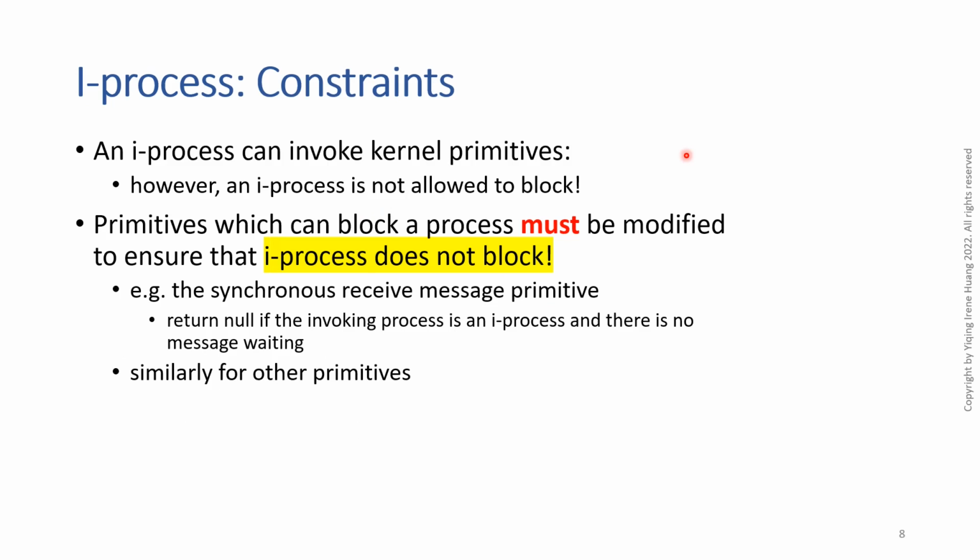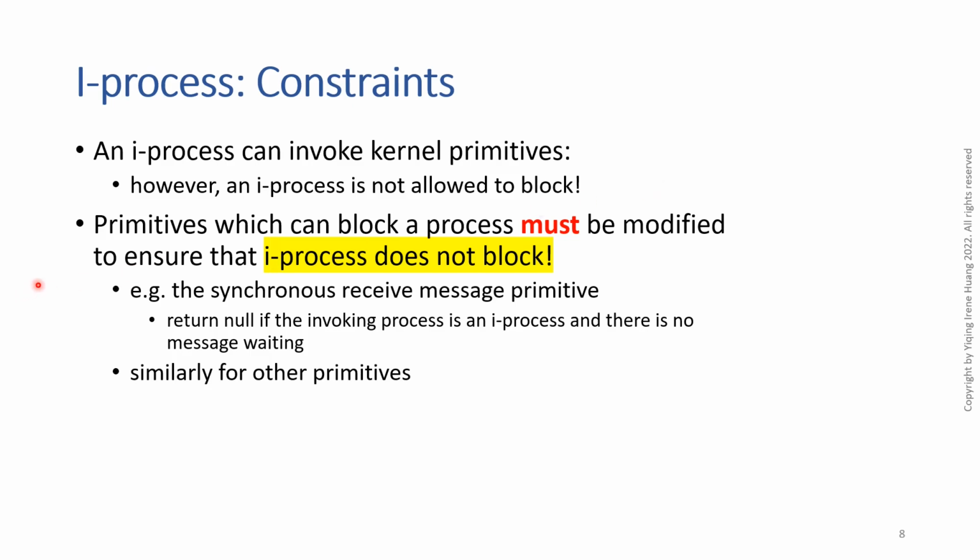When we are in an I process, we are already in handler mode. That basically means we can only call the kernel primitives. So any kernel primitive can be called as a function call. However, we do not allow an I process to be blocked. What's the consequence of blocking an I process? We're going to get blocked forever. We will never be able to continue the execution.